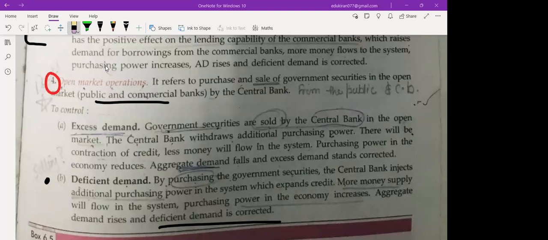Ma'am, what do we have to do in deflation, deflation demand? Deficit demand is when nobody is demanding at all. At that time you will purchase it so that you can sell it when everybody is demanding. Clear? Okay, ma'am.